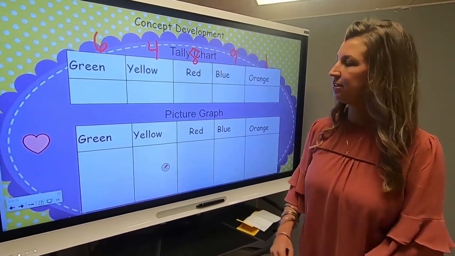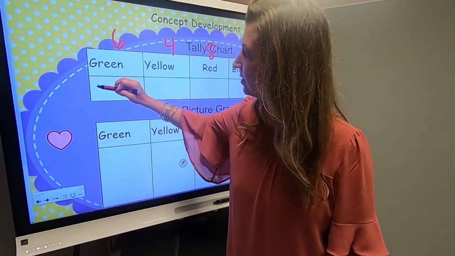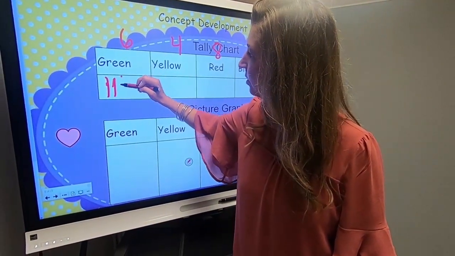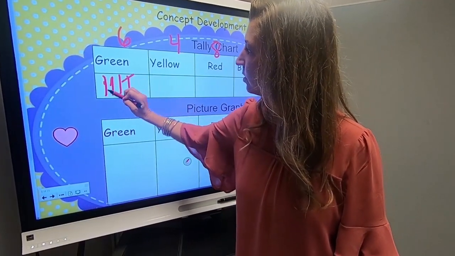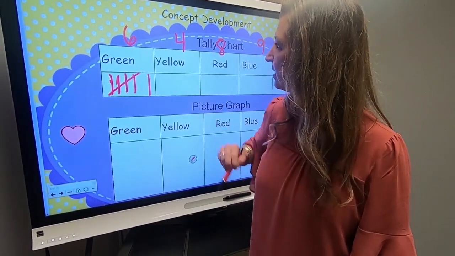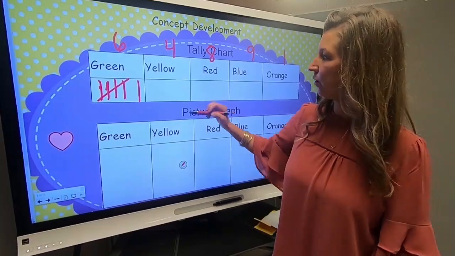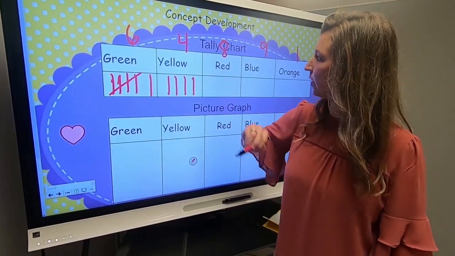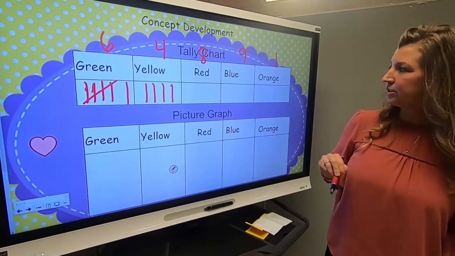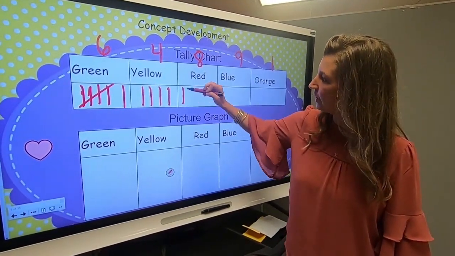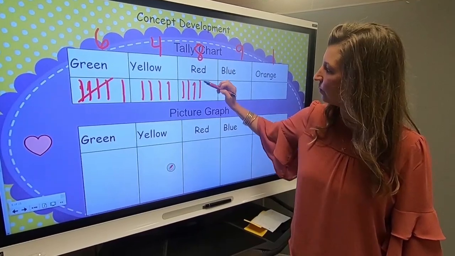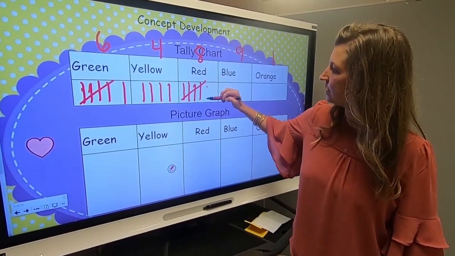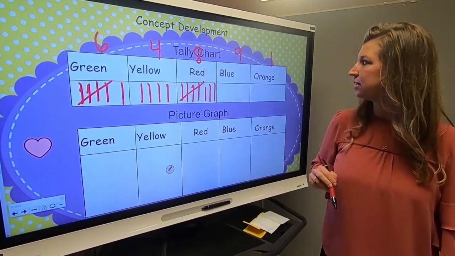So for green, 6 tally marks would look like this. 1, 2, 3, 4. I cross over on 5, 6. I'm going to draw 4 for yellow. 1, 2, 3, 4. For red, I'm going to draw 8. 1, 2, 3, 4, 5, 6, 7, 8.